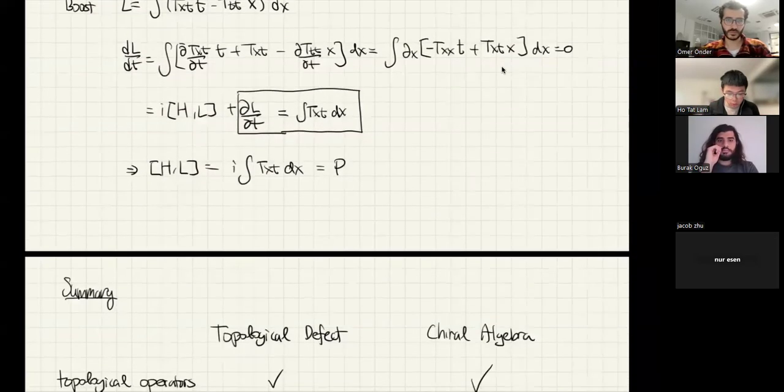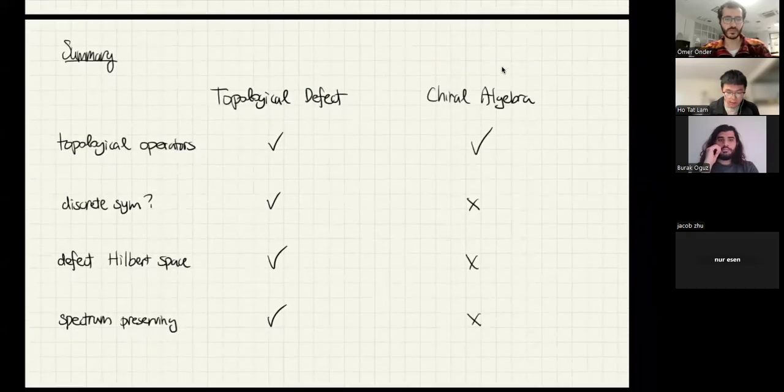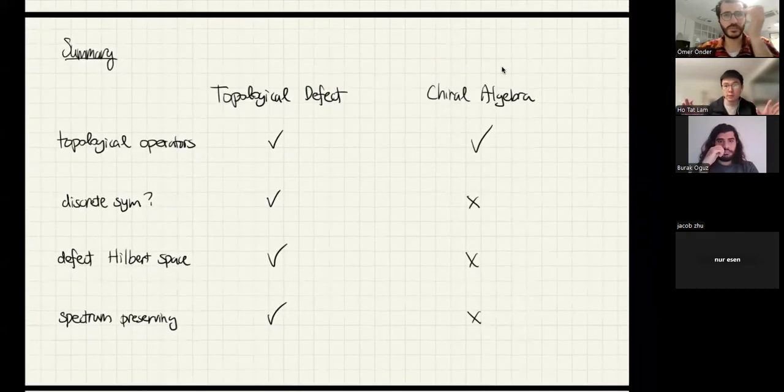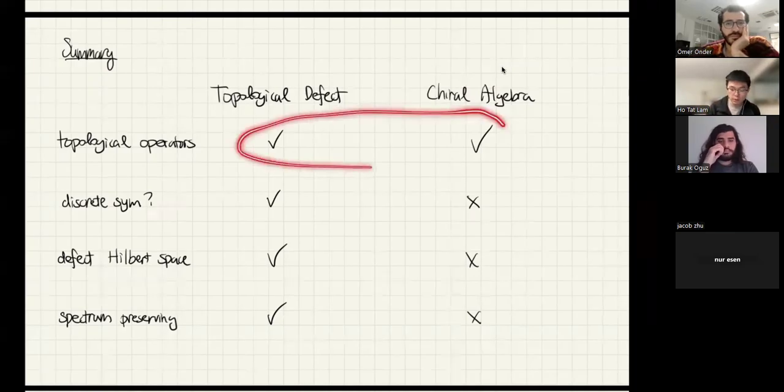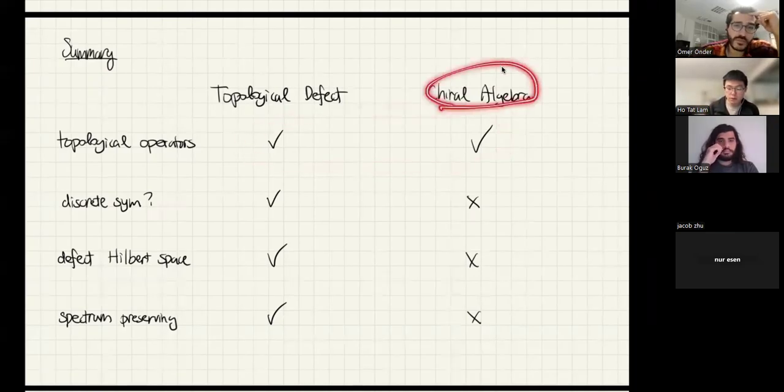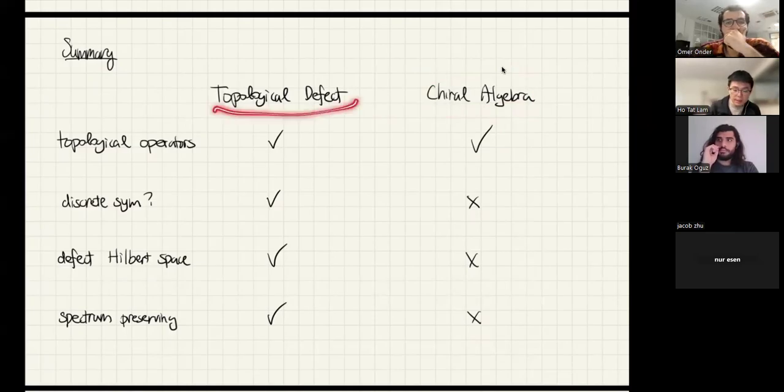Okay, good. So now let me summarize what I have discussed so far. I'm just reviewing things that are already known, but I also want to put these two concepts in parallel and then try to compare them. In both cases, both topological defects and chiral algebras define some topological operators in our theories. In the case of chiral algebras, it's always associated with some infinite continuous symmetries, and in particular, space-time dependent symmetries. But topological defects can describe both discrete symmetries and continuous symmetries. So this is one difference between the two.